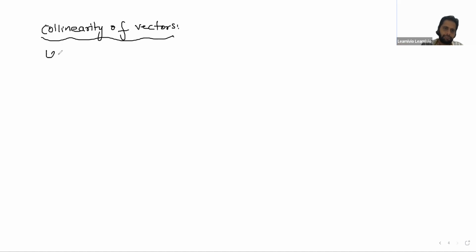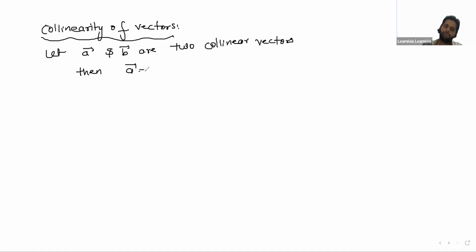So let vector A and B be two collinear vectors. Then vector A is equal to lambda times vector B. Always remember, if two vectors are collinear, then vector A is equal to lambda times B. Lambda can take any value.